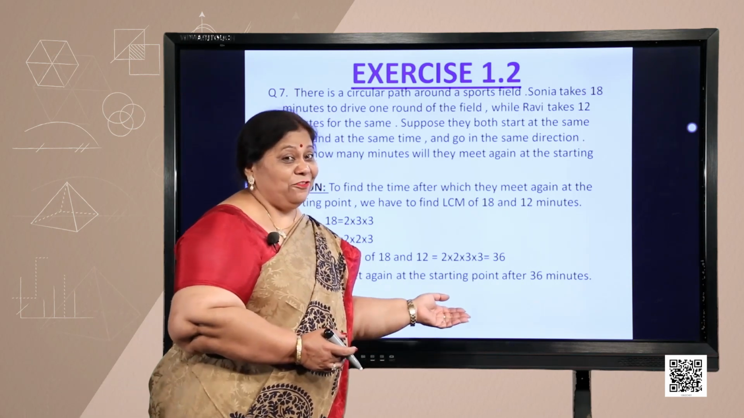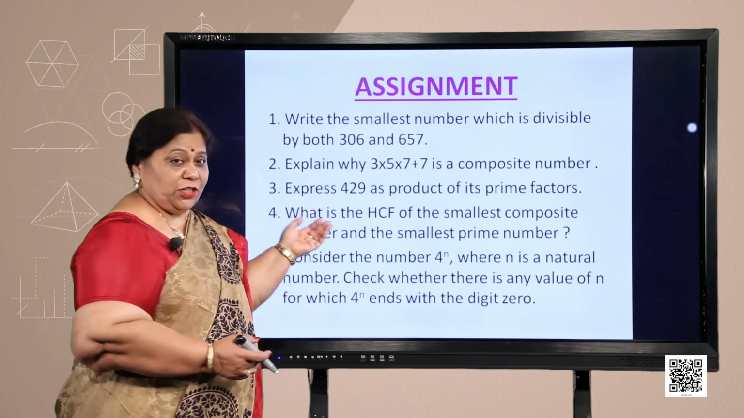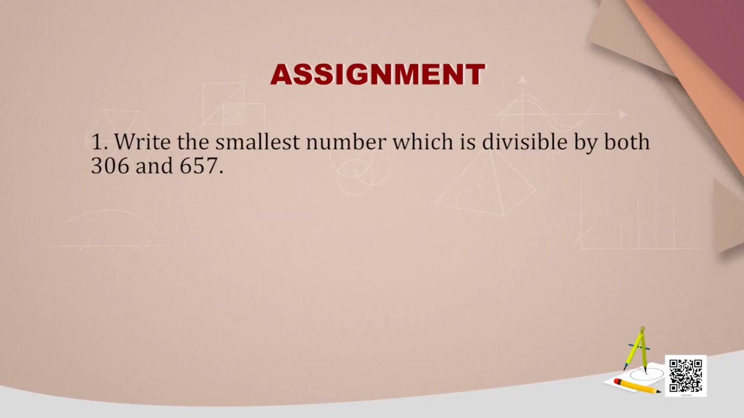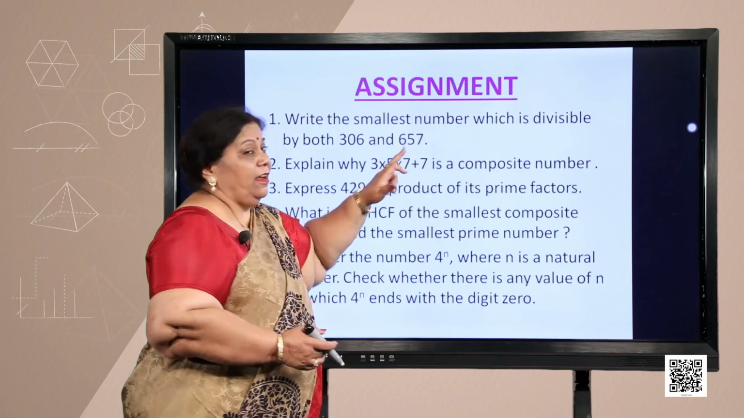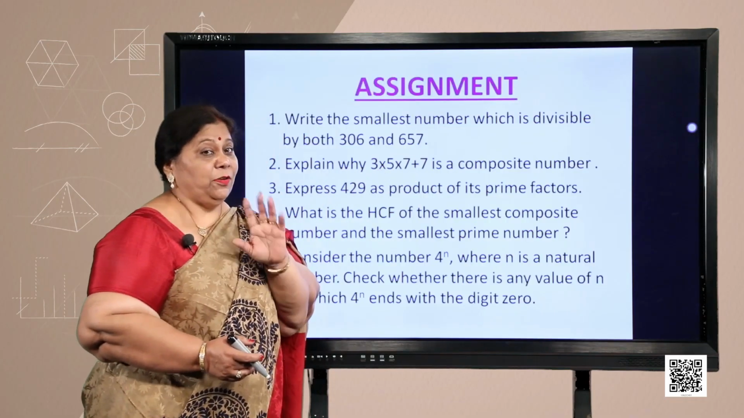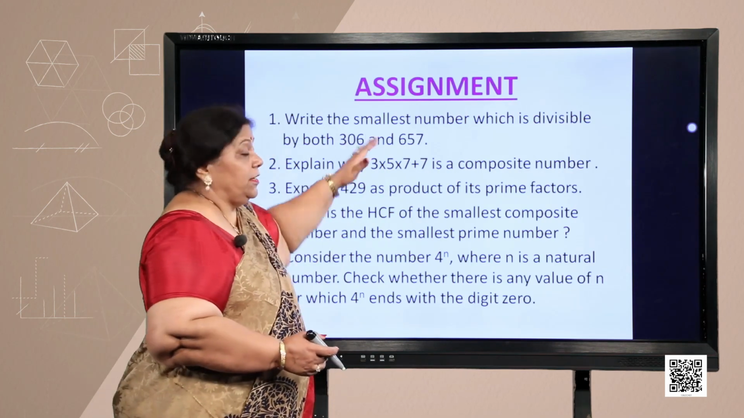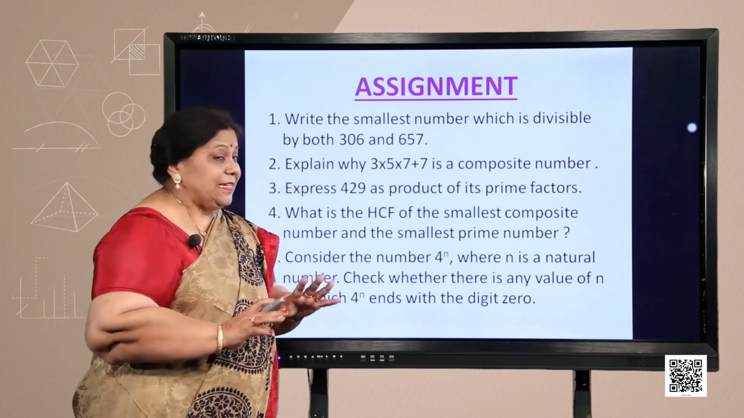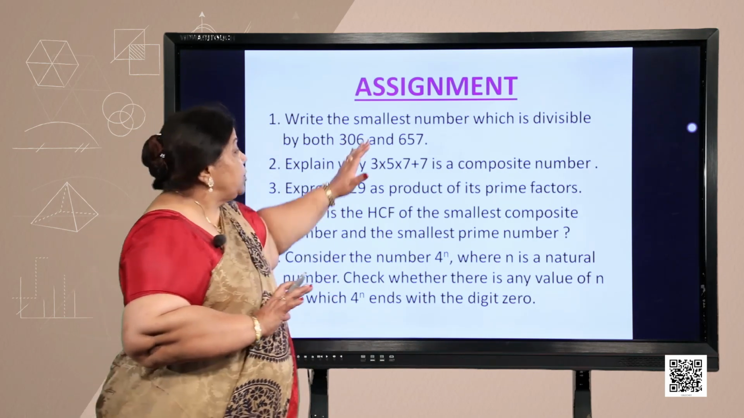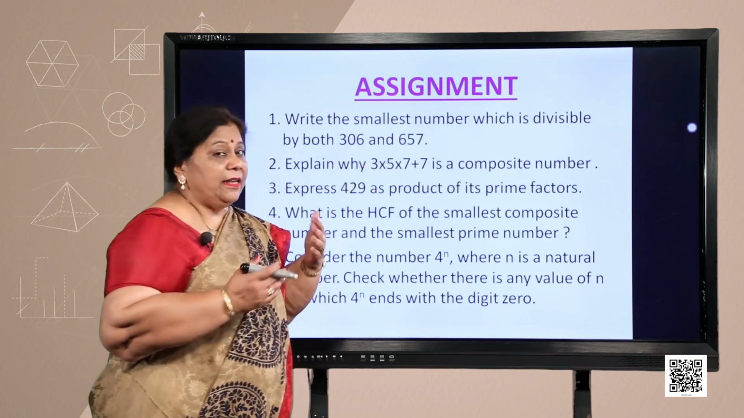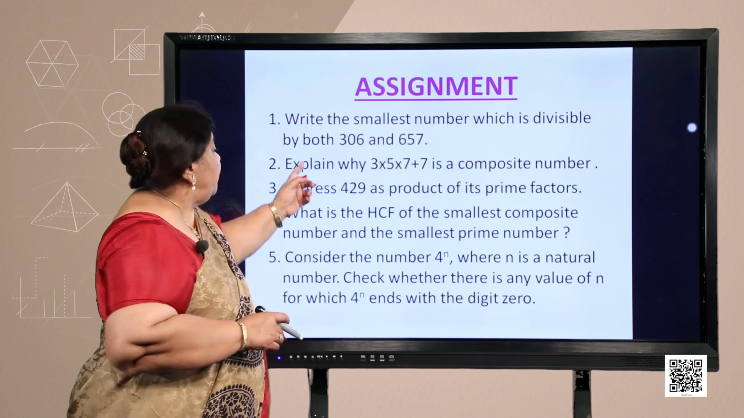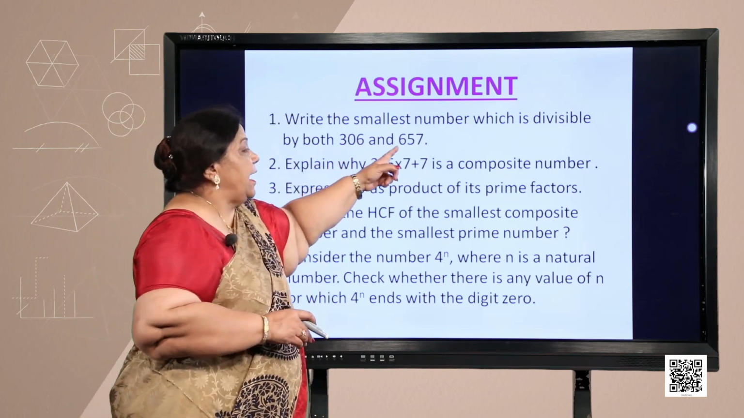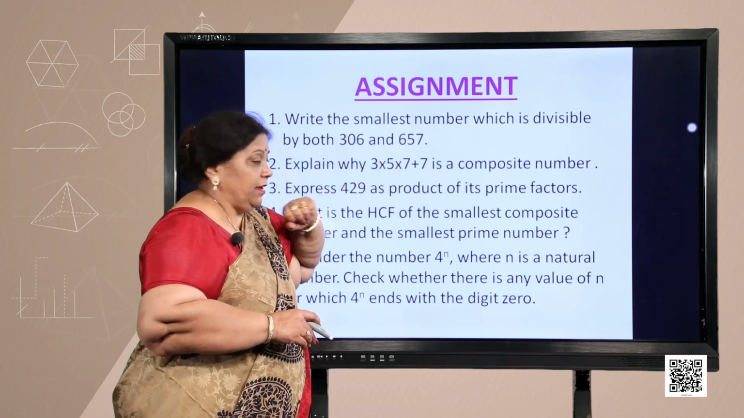Now, it is the time for assignment. We have the questions for you. Write the smallest number which is divisible by both 306 and 657. Just notice the language of the problem. He is not asking us to find LCM or HCF. We have to use our understanding of the concept. Smallest number means least common multiple. I have to find it out for 306 and 657.